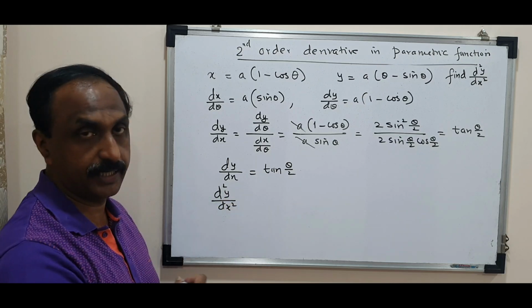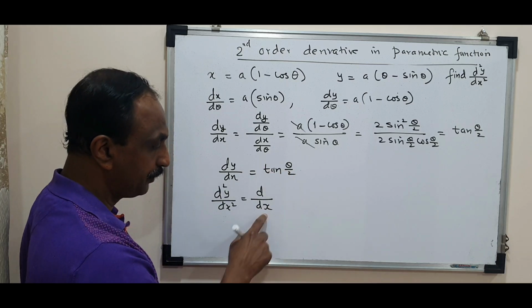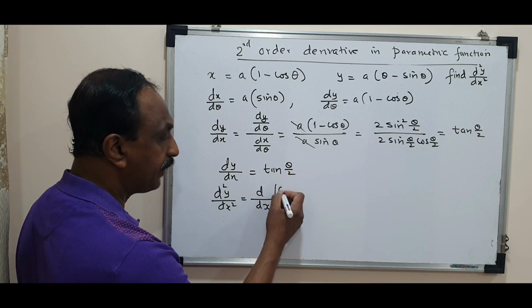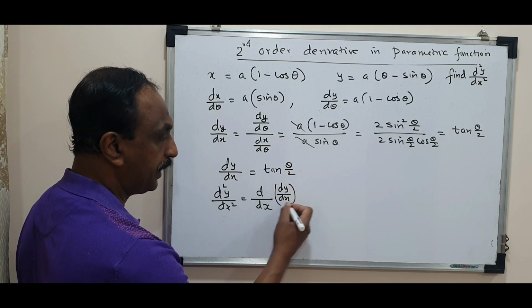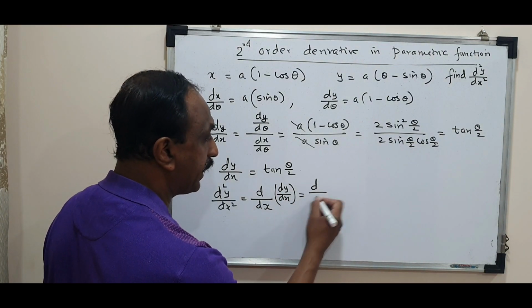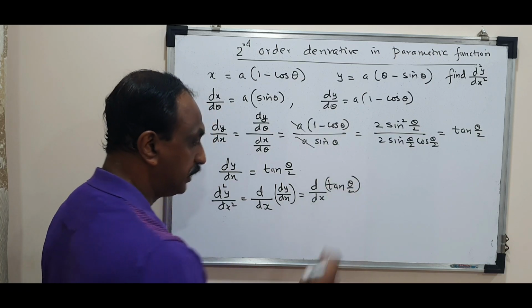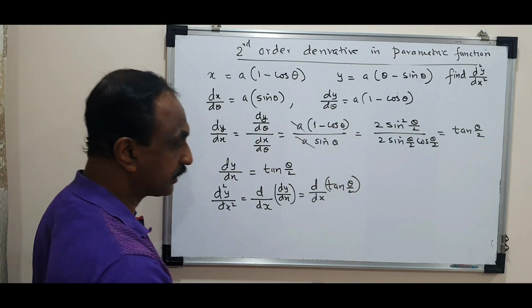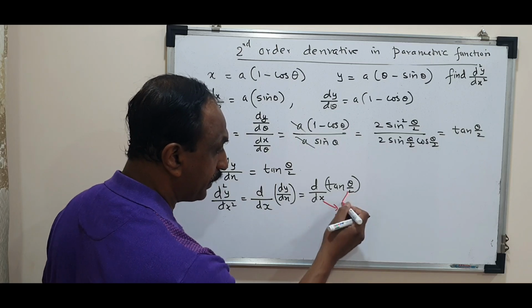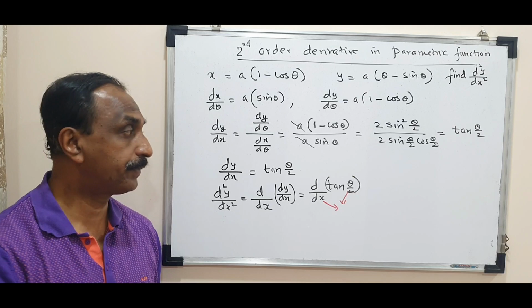Or d2y by dx2. It is the derivative's derivative, d by dx of dy by dx. Please write this step so that you don't make a mistake. d by dx of tan theta by 2. Please notice this: the variables are different. Variables are not the same. So the tan u formula is to be applied.